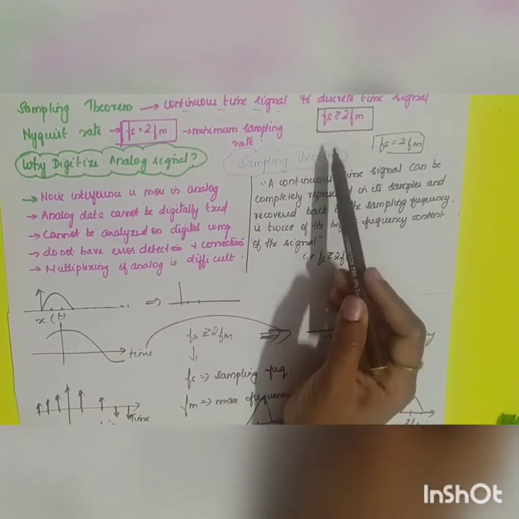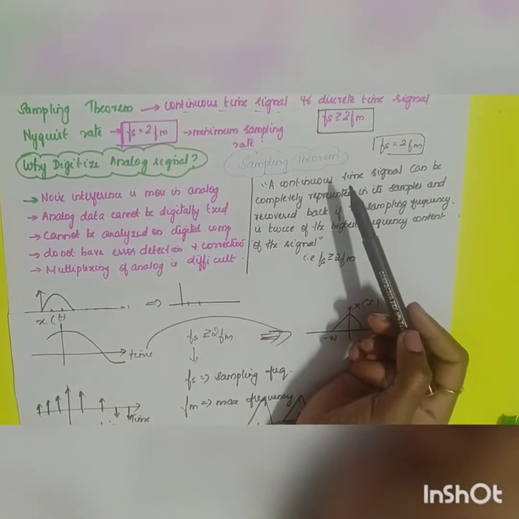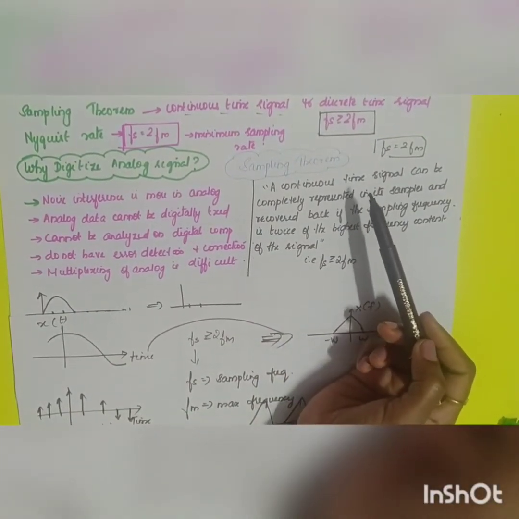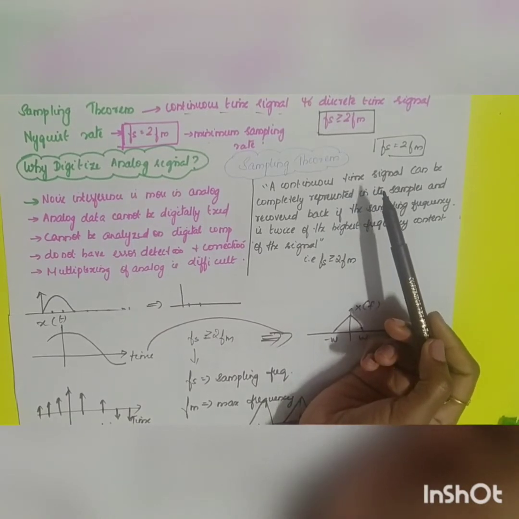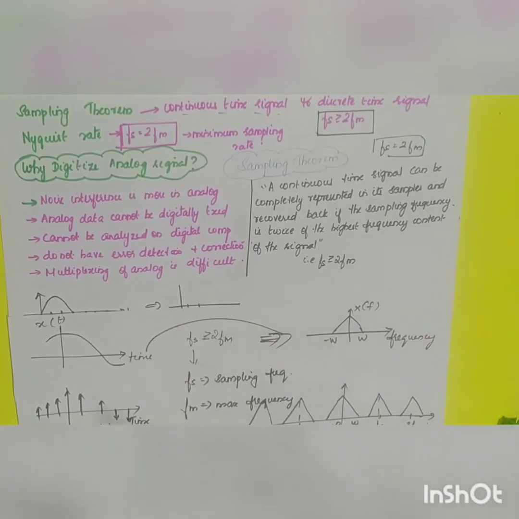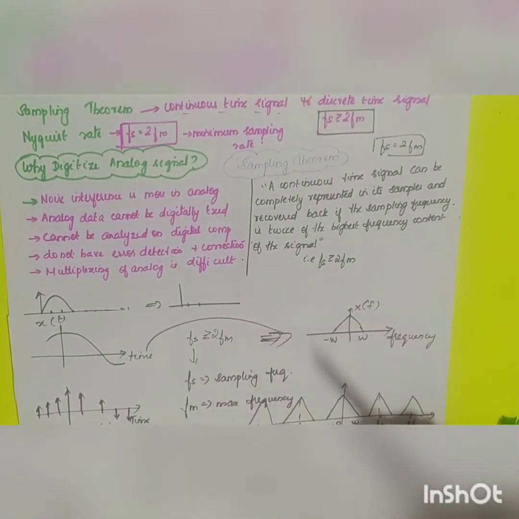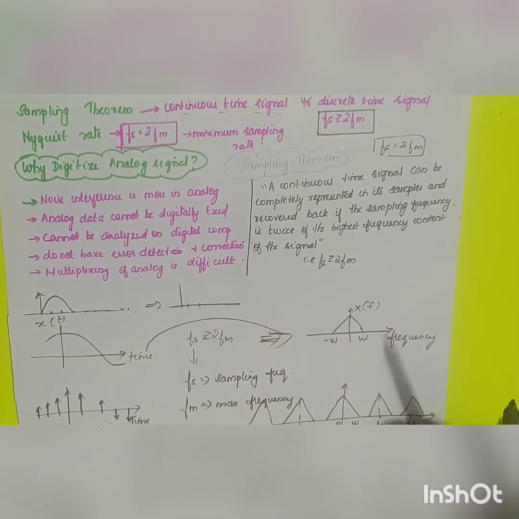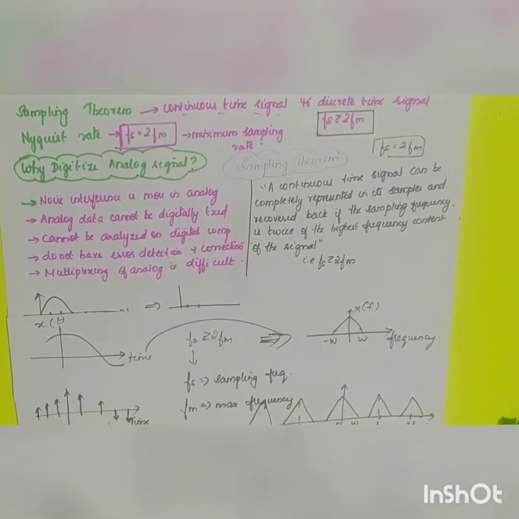If Fs is greater than 2Fm, it is called oversampling. If Fs is equal to 2Fm, this is called the Nyquist rate, and if Fs is less than 2Fm, it is called undersampling. If you want to reconstruct the original signal back in the receiver, then it should always follow the sampling theorem criteria, or the Nyquist rate: Fs should be greater than or equal to 2 times Fm, so that the signal can be reconstructed correctly.